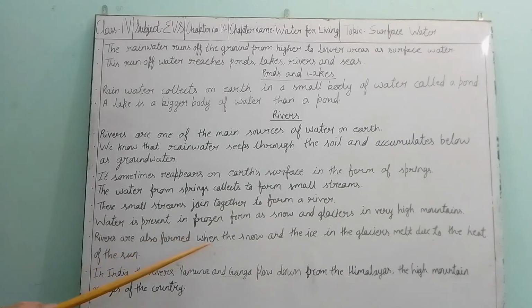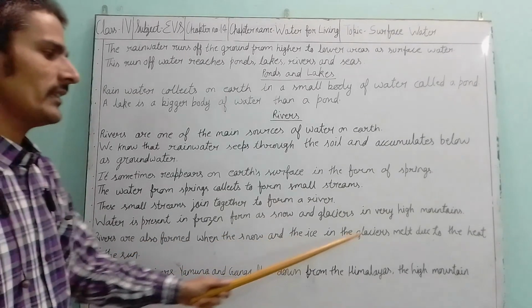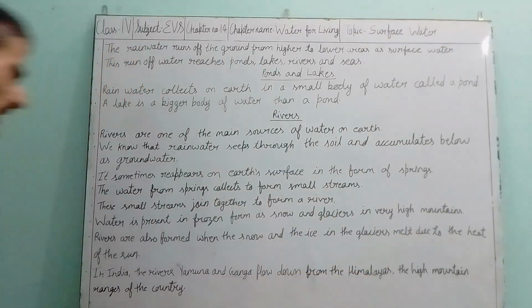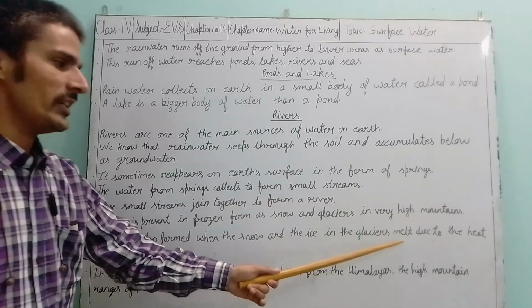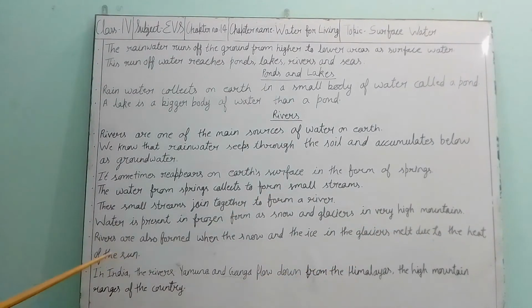Rivers are also formed when the snow and the ice in the glaciers melt due to the heat of the sun. In the summer season, when the temperature gets very high, the ice and the glaciers melt, and due to this melting, the water comes down. So it also forms the river.